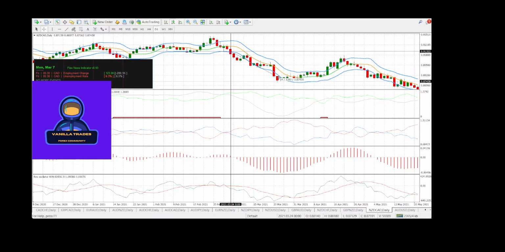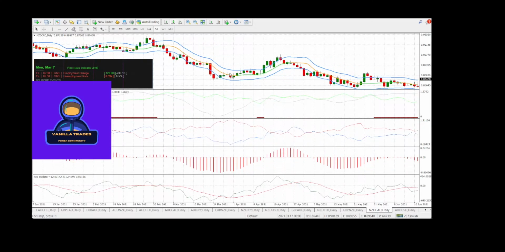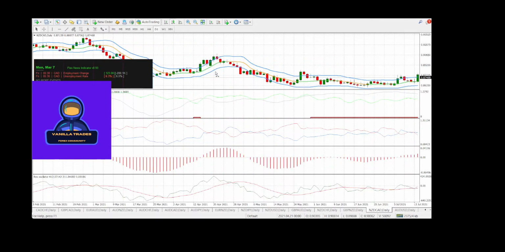350 pips. Probably would have exited. We would have exited right here anyway when price crossed above the baseline, so that would have been a small win of 30 pips, but that's okay. Follow the system.